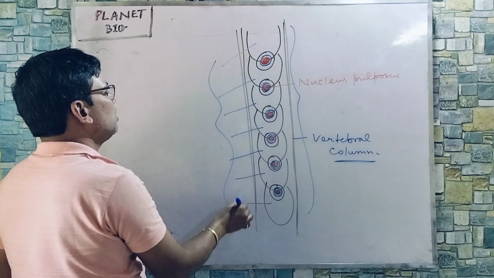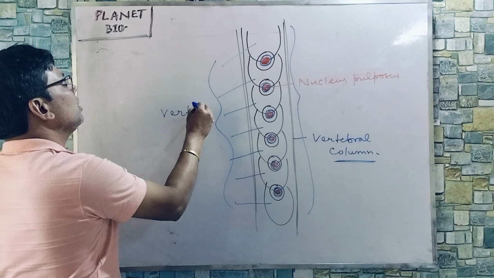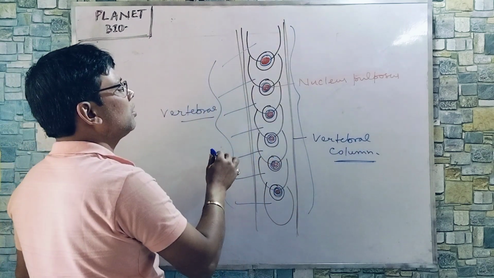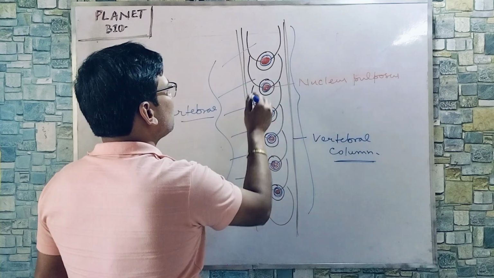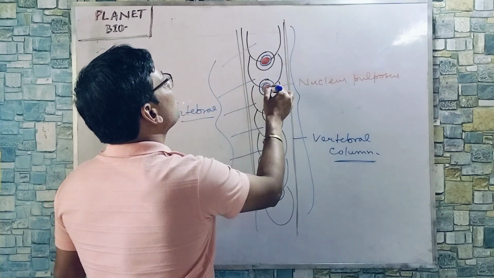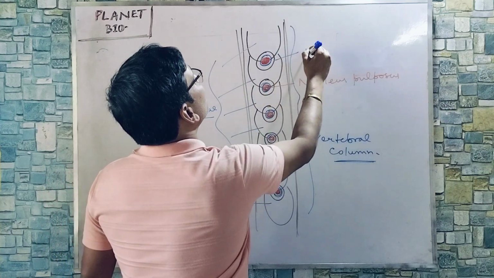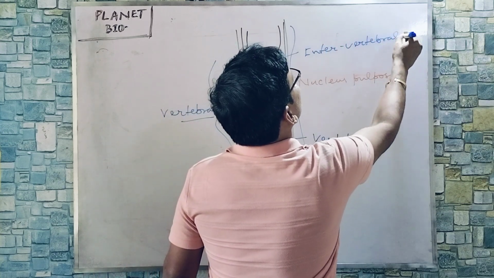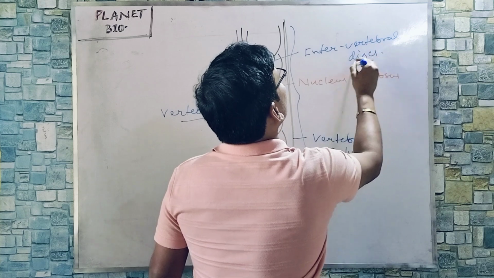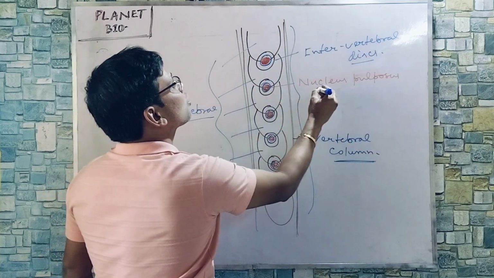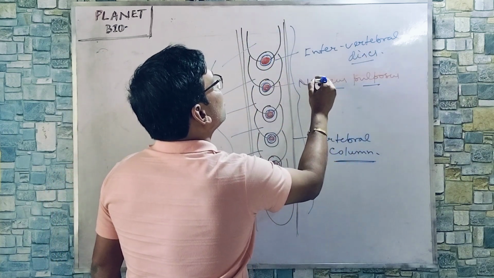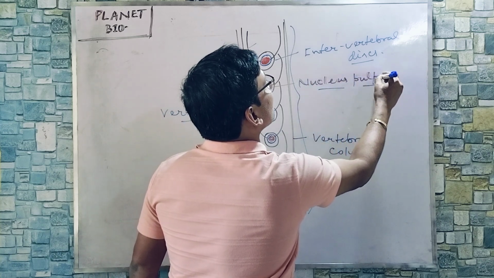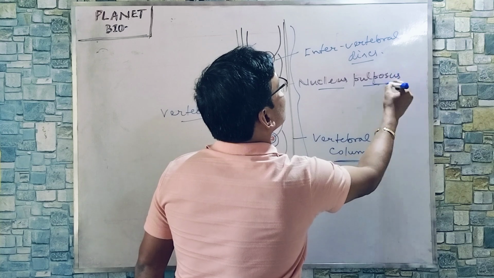Suppose these are vertebrae. Vertebral column is made up of vertebrae, 26 in adult. Vertebrae are joined by intervertebral discs. And the intervertebral disc has soft and central area. That's what we call nucleus pulposus, and this is made up of fibrous tissues.